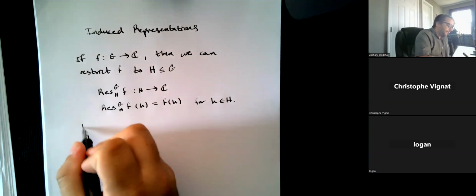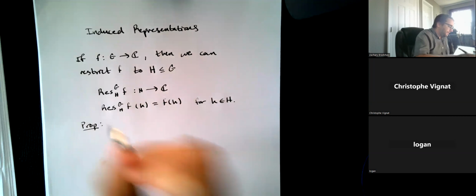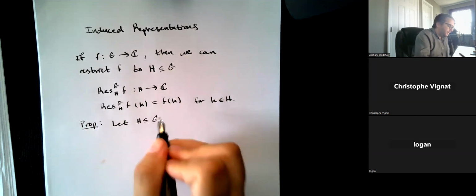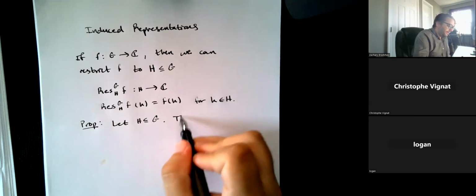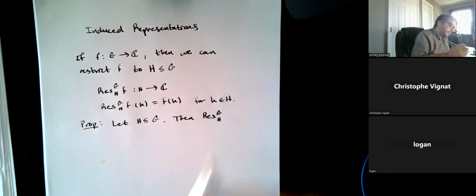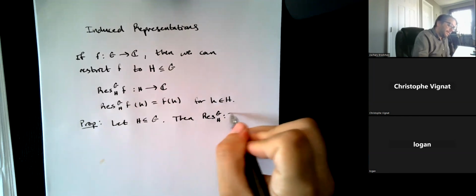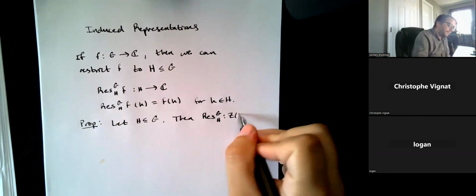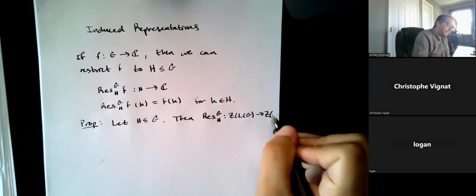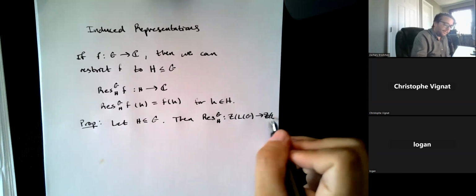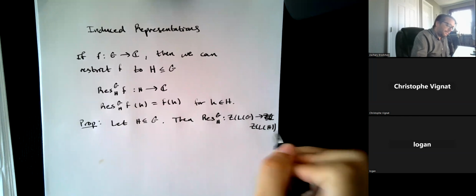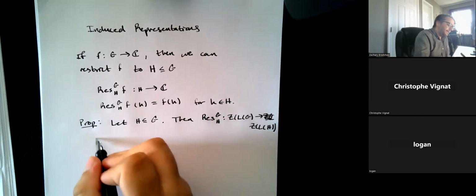Okay, so right off the bat, here's a proposition. Let H be a subgroup of G, then this restriction map takes a class function to another class function, C of L of H, and is a linear map.